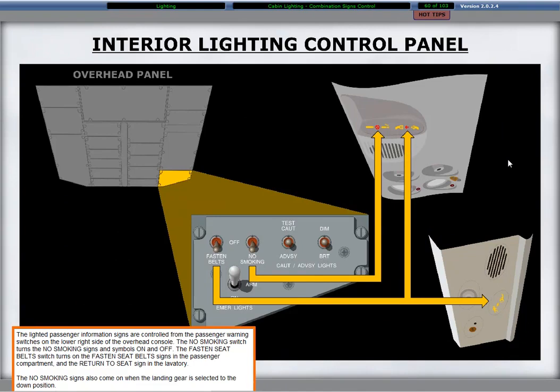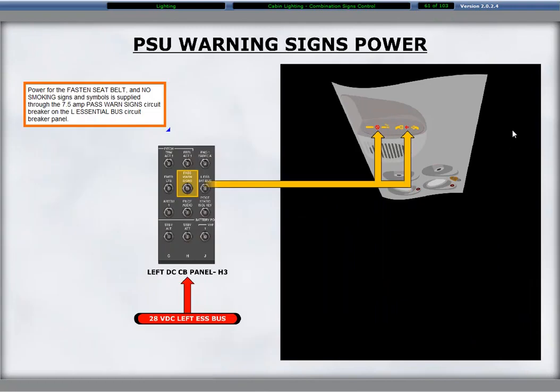The lighted passenger information signs are controlled from the passenger warning switches on the lower right side of the overhead console. The no smoking switch turns the no smoking signs and symbols on and off. The fasten seatbelt switch turns on the fasten seatbelt signs in the passenger compartment and the return to seat sign in the lavatory. The no smoking signs also come on when the landing gear is selected to the down position. Power for the fasten seatbelt and no smoking signs and symbols is supplied through the 7.5 amp passenger warning signs circuit breaker on the left essential bus circuit breaker panel.